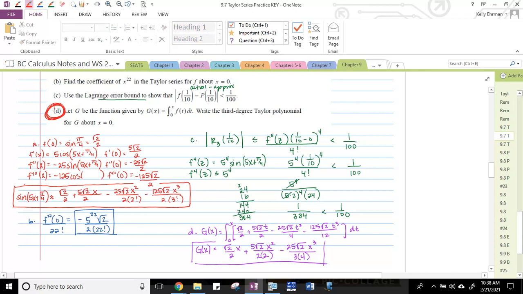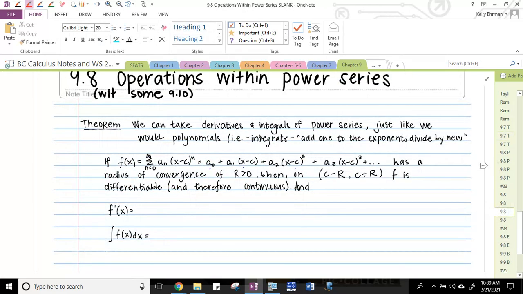G was the integral of f of t. Write the third degree Taylor polynomial for G. So that was me taking the integral of each term I had for the power series from part A until I got something third degree. So anyway, we're going to be doing that today and talking about, again, intervals of convergence.